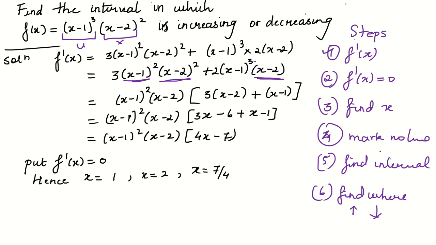Now first step is done. Second step is equate it to 0, which is done here, and hence when you equate it to 0, this bracket will give me x equal to 1, this bracket will give me x equal to 2, and here x equal to 7 by 4. Here it is a square term, so remember x equal to 1 I will get twice. 1 comma 1 like that. So find x is also done.